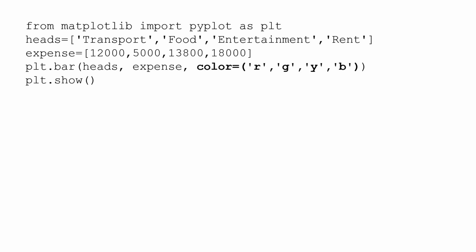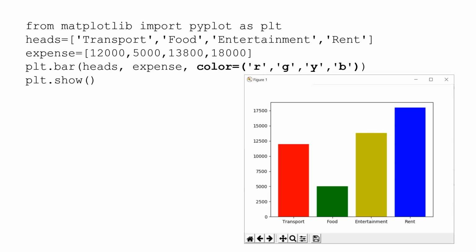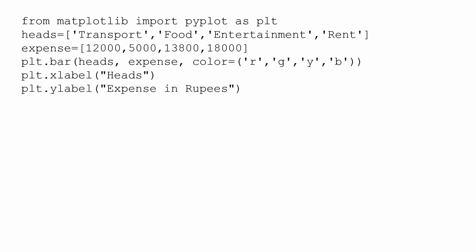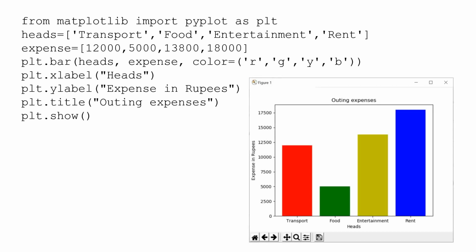We can also label x-axis and y-axis and can also give title to the chart. Here is the code. plt.xlabel heads, plt.ylabel expense in rupees, plt.title outing expenses, plt.show. Now let us see the output. The labels across x-axis can also be numbers. Here is an example. This code produces this output.